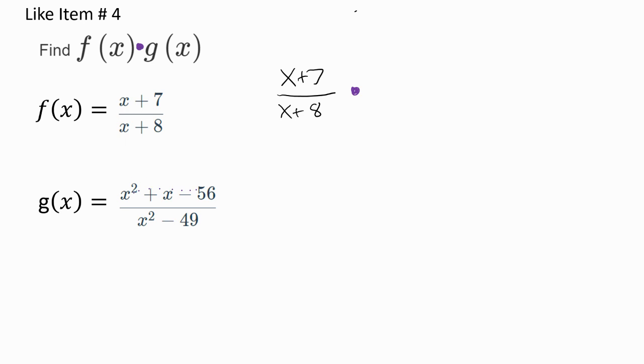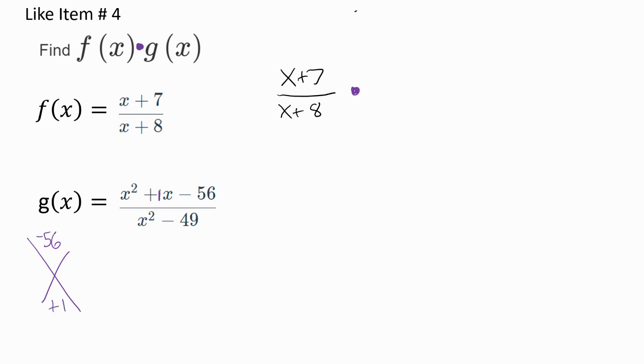All right, so now what we're going to do is factor this top. How do you know you need to factor? Well, since it has a square, that's a good indication, as well as we have 3 terms. So what we need to do is use the magic X. I'm going to put it over here. What multiplies to negative 56, but adds or subtracts to a positive 1.